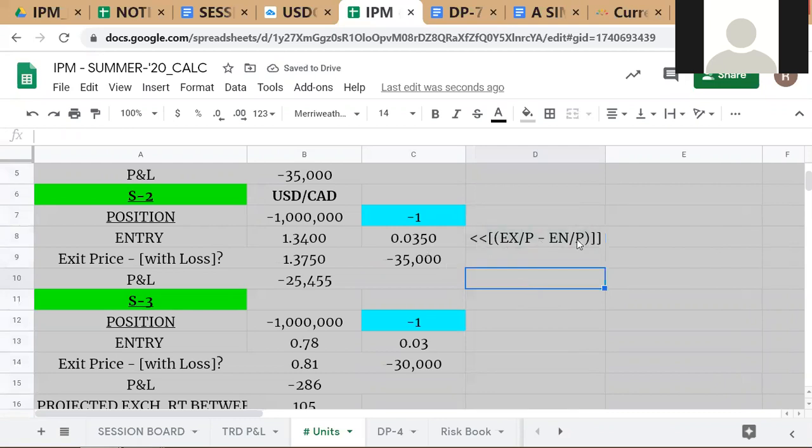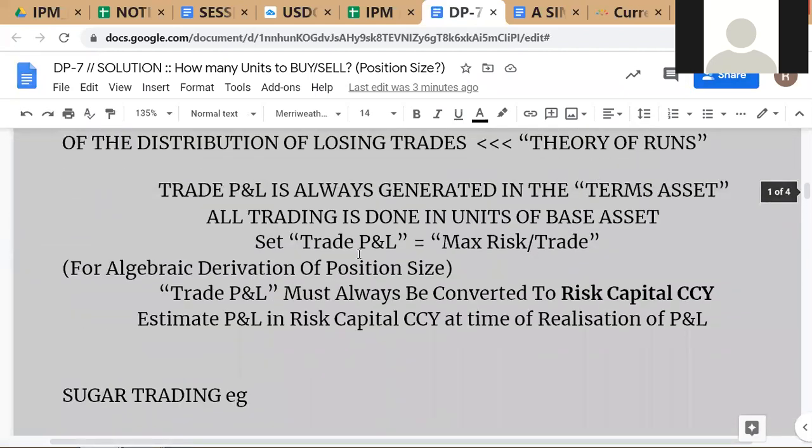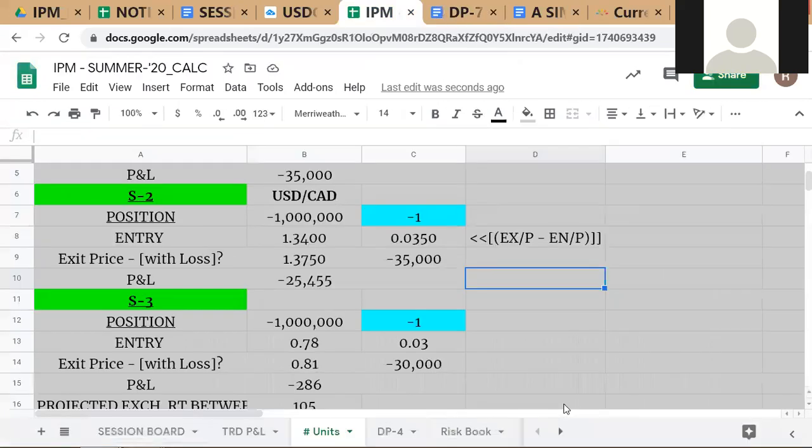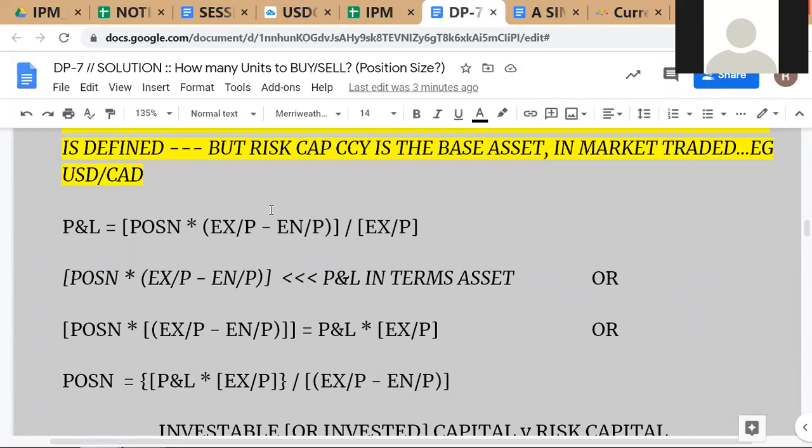So this part is our exit price minus entry price. And then this is the trade P&L. Remember, when we are doing this kind of modeling, what is the principle here? Trade P&L must always be converted to risk capital currency. So two things: trade P&L is equal to maximum risk per trade. And trade P&L must be converted to risk capital currency, which is what we did in the last part. This was only the terms currency P&L, but then we divided by the exchange rate at the time of exit, which is when the P&L will be realized.